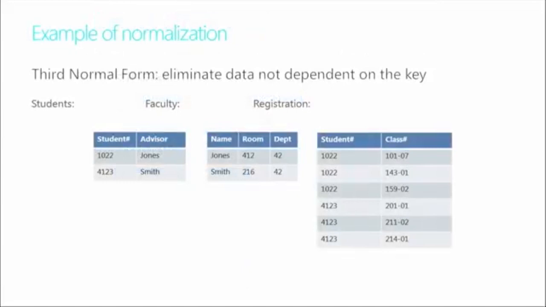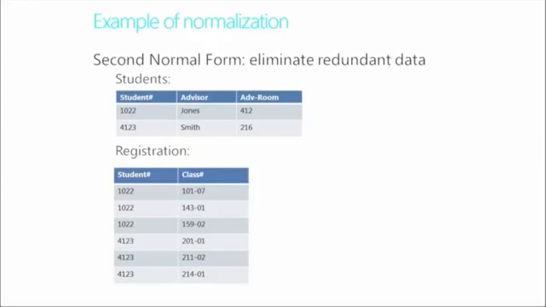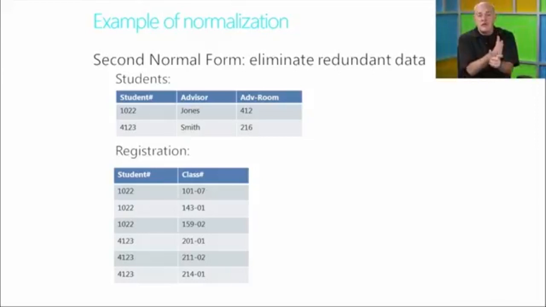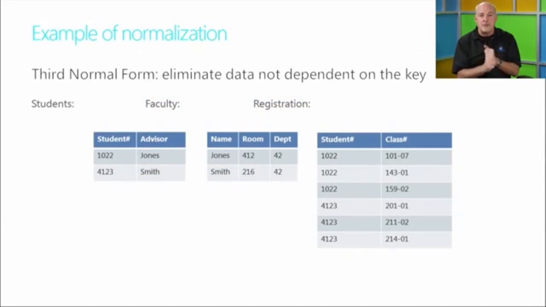So if we go to our third normal form, we've got faculty, we've got student number 1022, their advisor is Jones. Now remember, if I go back, I'm going to flip back one more time. When I look at this, I've got student number, I've got Jones, and I've got the advisor's room is 412. Well, the main column in here is student number. That advisor room is not directly associated with the student number, so it does not belong there if we're going to normalize our content. Hence, what we do here is we introduce a third table.